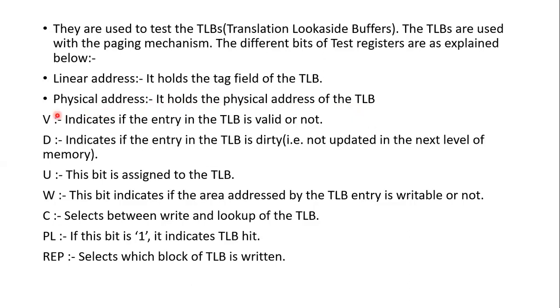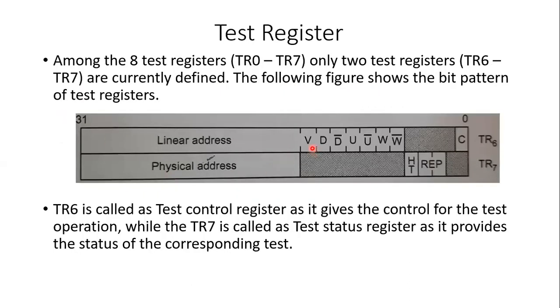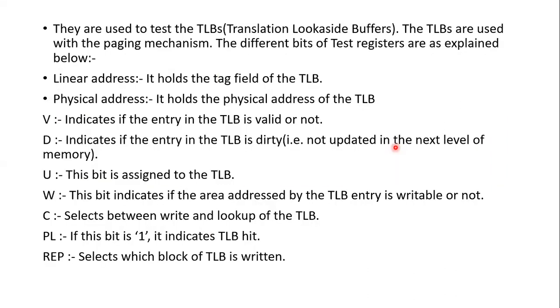Now what does this V stand for? Now we'll see these bits: V, D, U, and W. V indicates if the entry in the TLB is valid or not. Whatever entry is made in the translation look-aside buffer, whether that entry is valid or not will be checked by this bit.